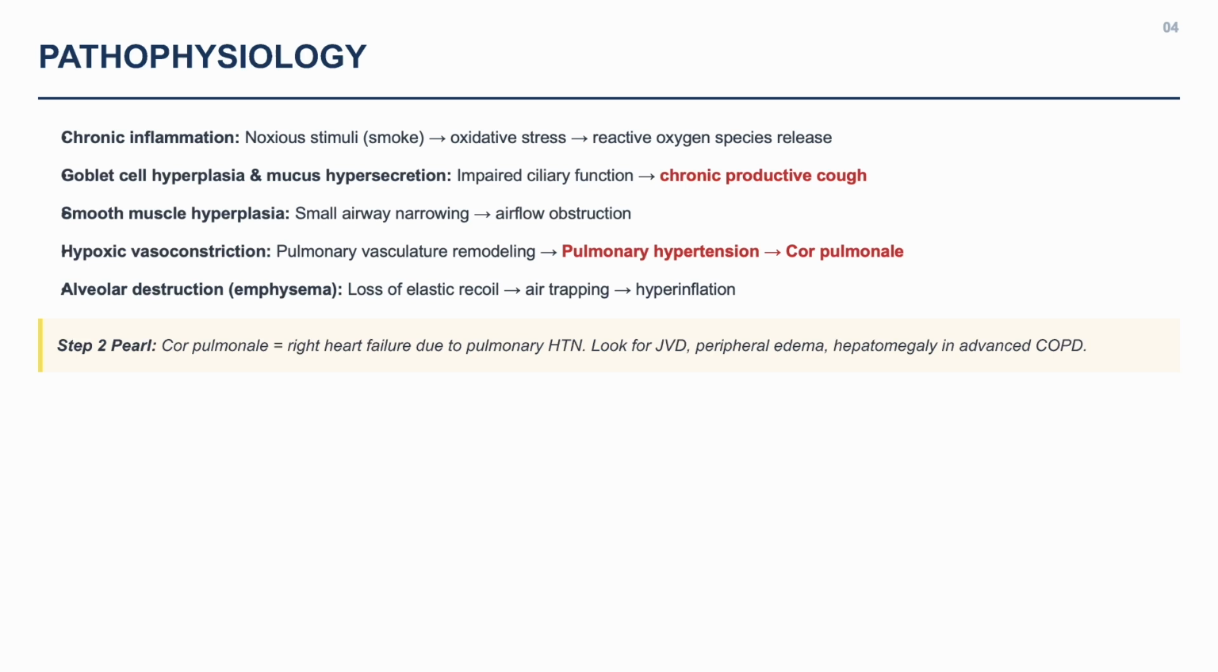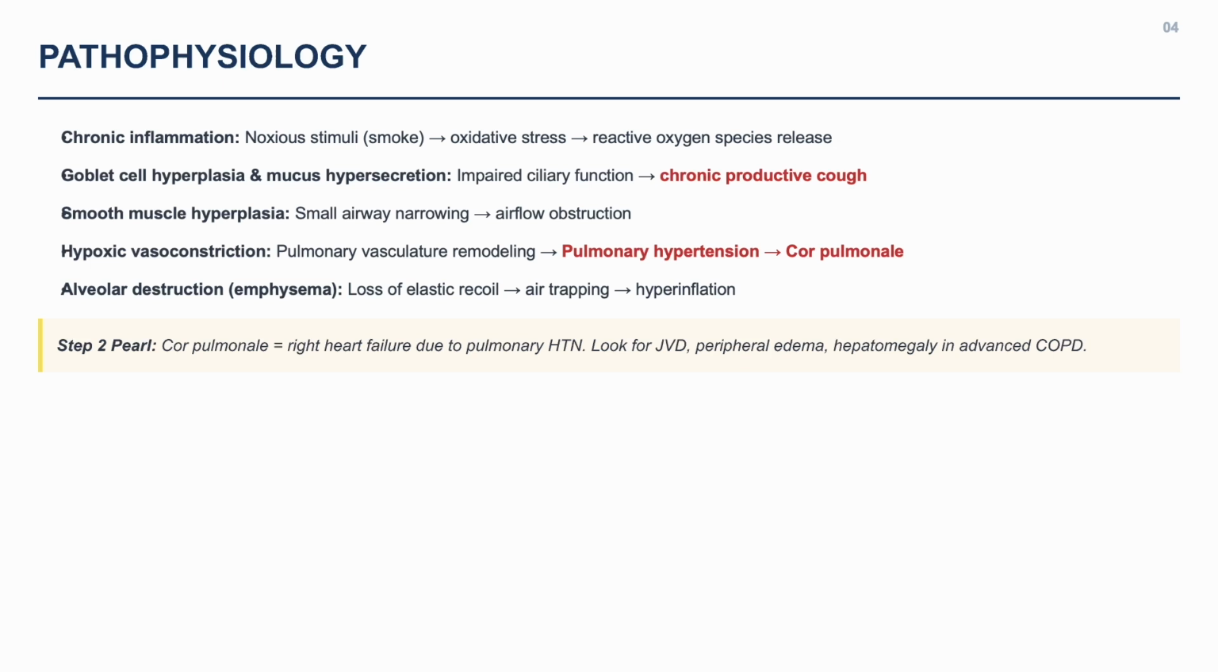The pathophysiology of COPD begins with chronic inflammation from noxious stimuli like cigarette smoke, which causes oxidative stress and reactive oxygen species release. This drives goblet cell hyperplasia and mucus hypersecretion, along with impaired ciliary function, producing the classic chronic productive cough. Smooth muscle hyperplasia narrows the small airways, and hypoxic vasoconstriction remodels the pulmonary vasculature, leading to pulmonary hypertension and ultimately cor pulmonale. In emphysema, alveolar destruction causes loss of elastic recoil, which leads to air trapping and hyperinflation.